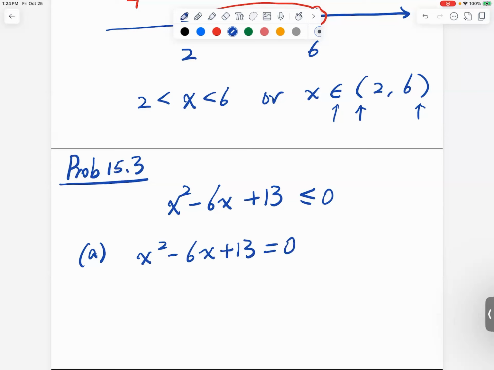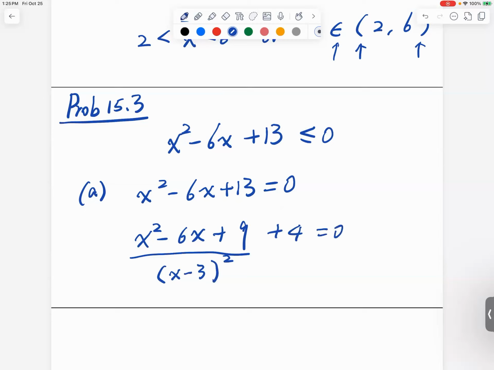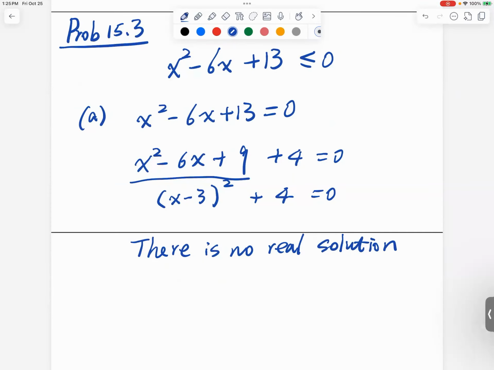So, I don't know how to factor this, but if you're familiar with quadratic equations, you must know this, right? x squared minus 6x plus 9 is nothing else but x minus 3 squared, right? And then you need to add 4 equals 0. So x minus 3 squared plus 4 equals 0. There's no real solution, right? There are complex conjugate solutions, but there's no real solution.